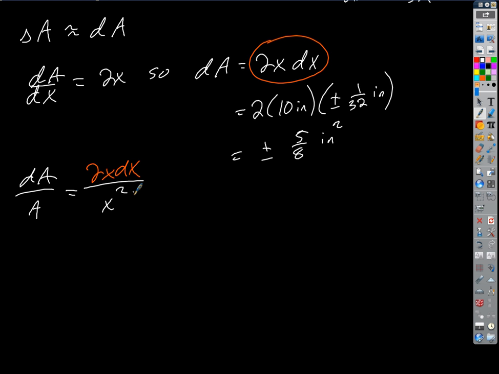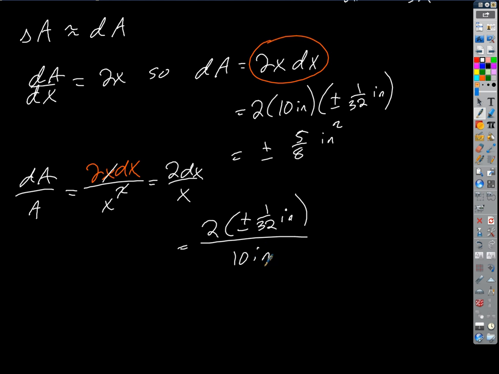And so we can actually come up with a relationship here. We can divide the top and the bottom by x, and I get 2 dx over x is the function that's going to tell us, for any value of x or dx, what the relative error is. So then we could just plug in 2 times plus or minus 1/32 of an inch over 10 inches. Notice the units cancel, so we get a unitless number, which is good.